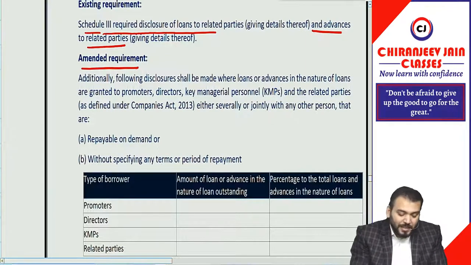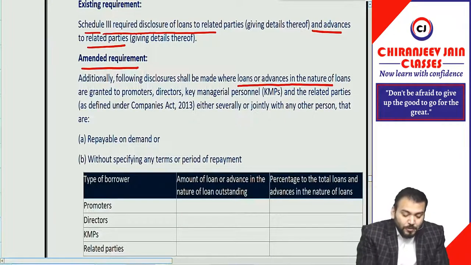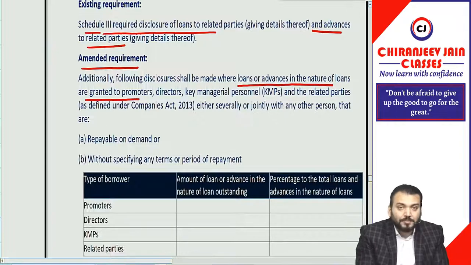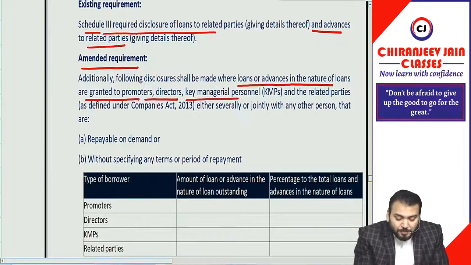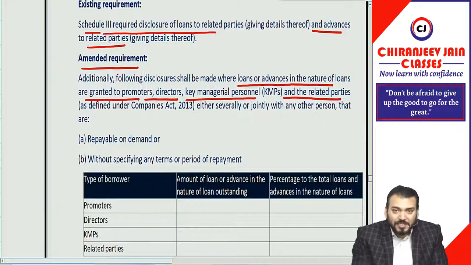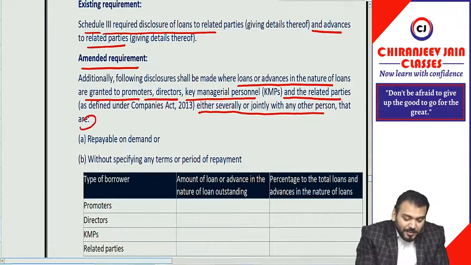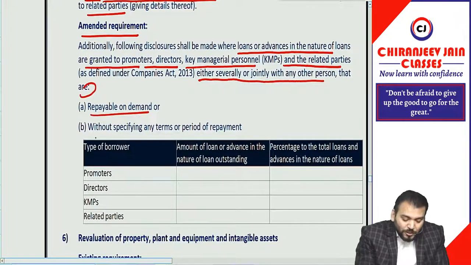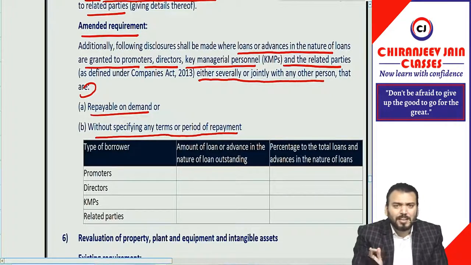as per amended requirement, now what they are saying, that any loans and advance which are in the nature of loan granted to promoter, if the loan is granted to promoter or director or key management personnel or any other related party as defined under Companies Act, either severally or jointly with any other person, that are repayable on demand or without specifying any terms of period of repayment, with any loans on demand of whatever nature.